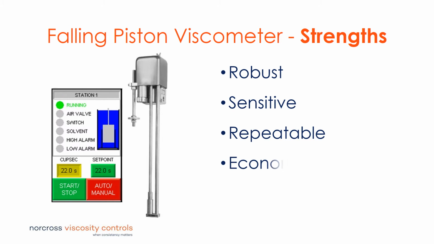They're economical. While not nearly as inexpensive as an Efflux cup, the falling piston viscometer is an economical choice compared to other viscometers providing similar or even poorer accuracy. And they consider shear. Many viscometers, like Efflux cups for example, cannot compensate for the non-Newtonian behavior of modern fluids. Because falling piston viscometers use shear in their measurement method, they are perfectly suited to measuring shear thinning fluids.